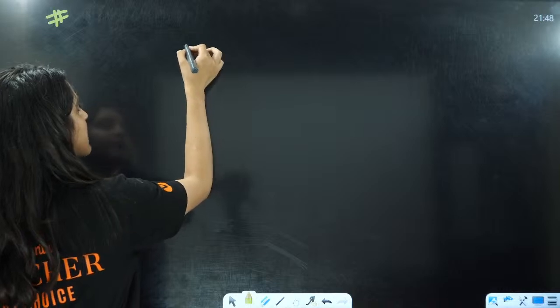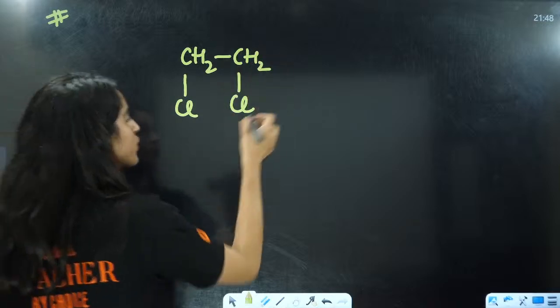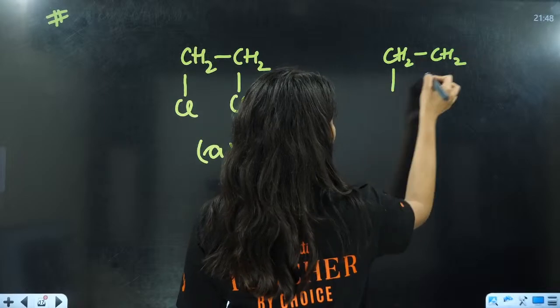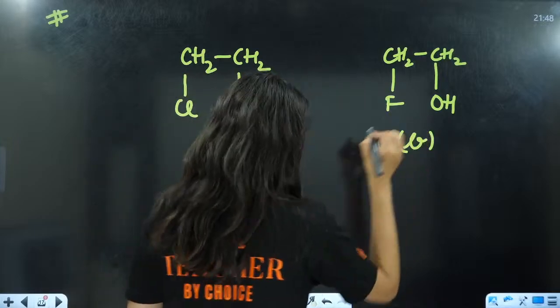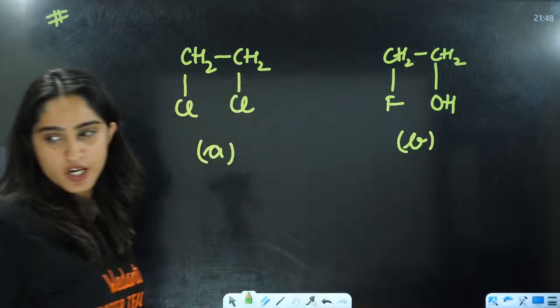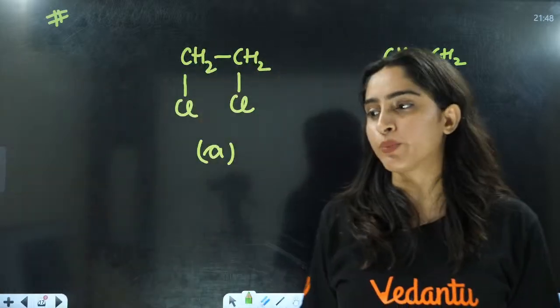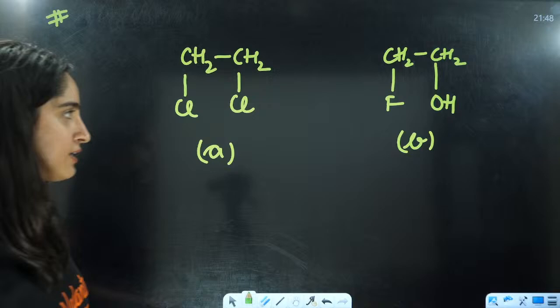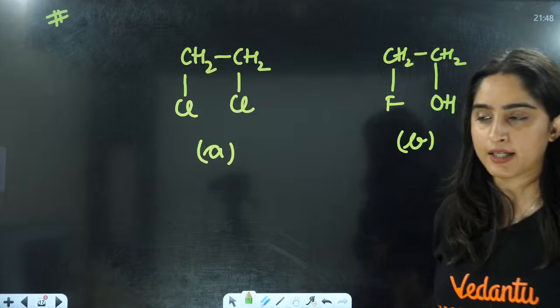Now the next thing: for example, they ask you, tell me out of anti or gauche, which is going to be more stable. This is your A structure. Talking about this one, this is F, this is OH. Now tell me, in A and B, anti or gauche, which is more stable in these two? This is the A part, this is the B part.